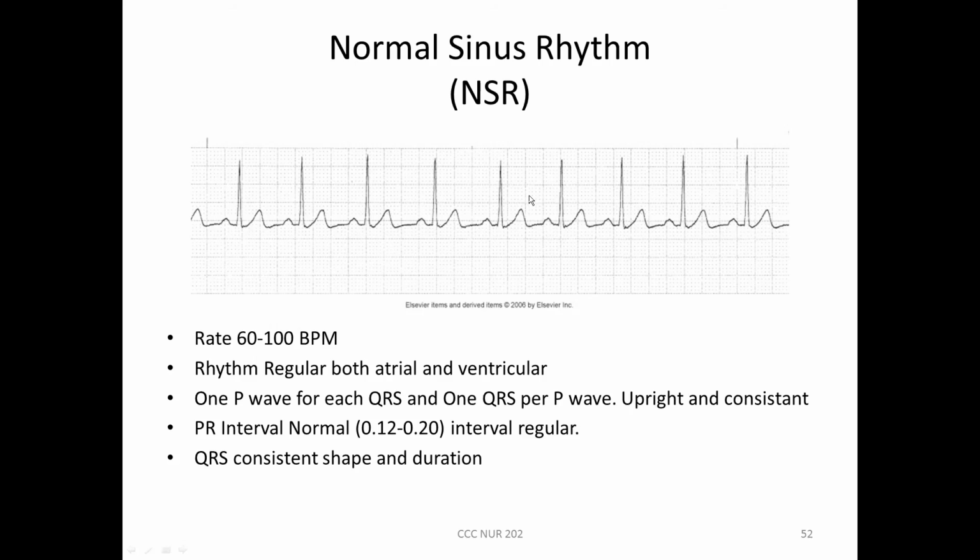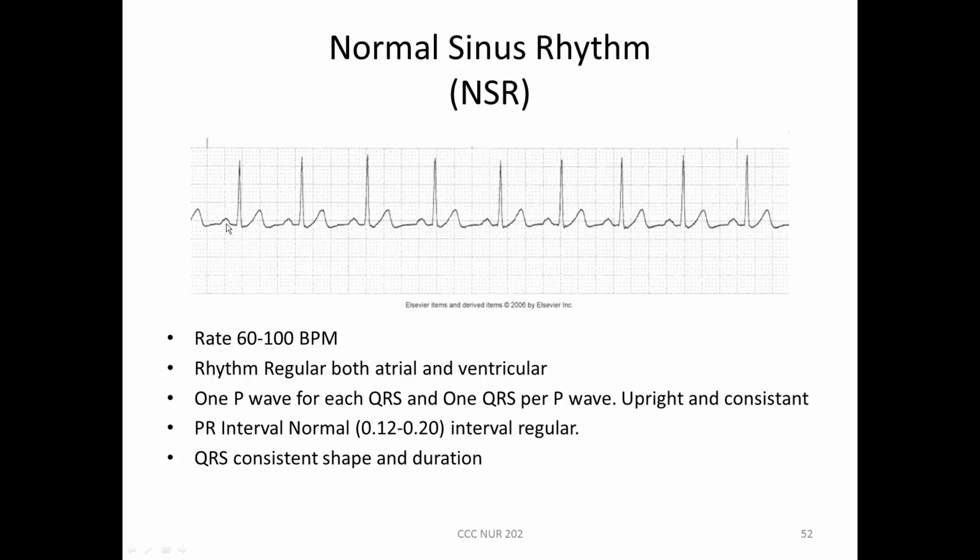And this is a normal sinus rhythm. And how do we know? Because of the rate, we count the rate: 1, 2, 3, 4, 5, 6, 7, 8. Now these 2 tick marks here mean that that's 6 seconds. From this tick mark to this little one is 3. From this one to this one is 3. So we counted 1, 2, 3, 4, 5, 6, 7, 8, which is 80. So it's within the normal rate. Rhythm regular, both atrial and ventricular.